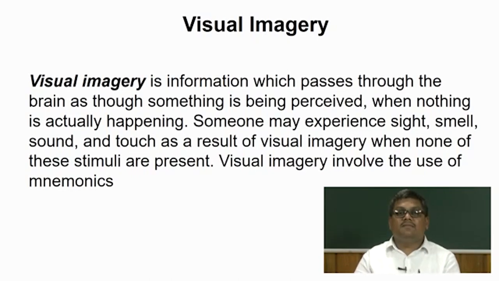So basically, someone may experience sight, smell, sound and touch as a result of visual imagery when none of these stimuli are present. Similar to visual imagery, you can have different imageries also. For example, you could also have imagery of smell. When you imagine good food, when you imagine eating a pizza, that is called smell imagery. Or when you imagine some dog barking, that is auditory imagination, or touch imagination, where you imagine that somebody touched you, that is haptic imagination.